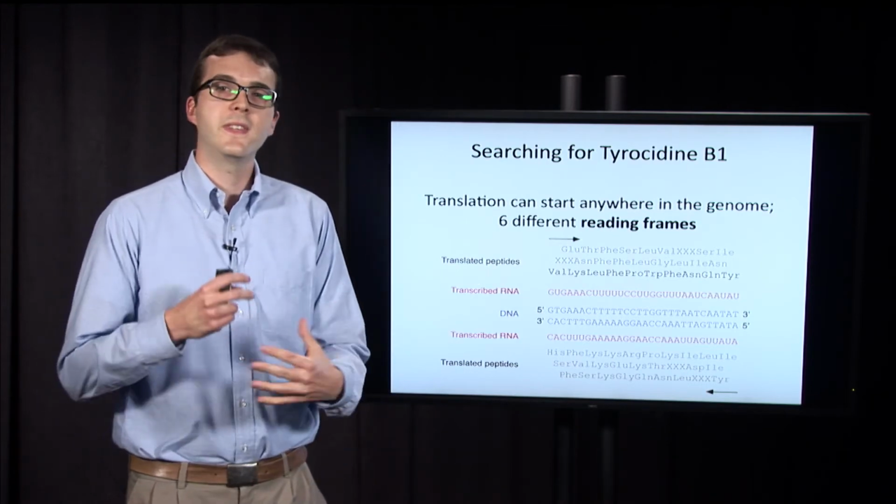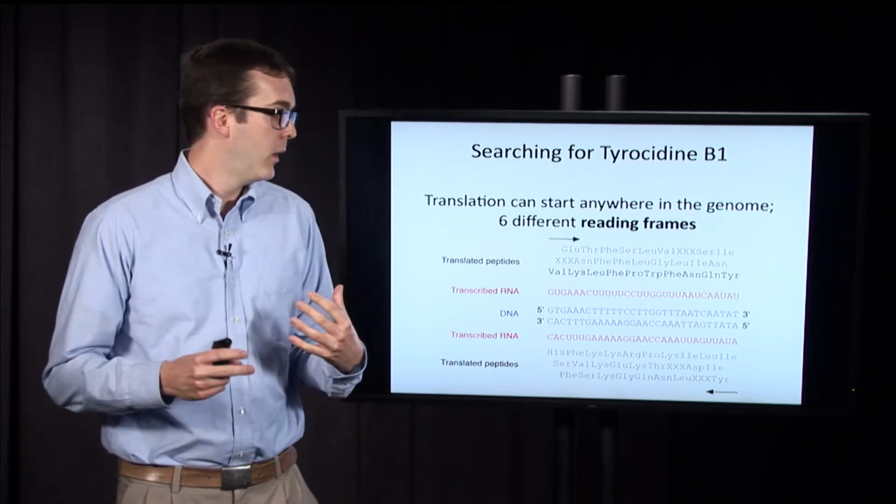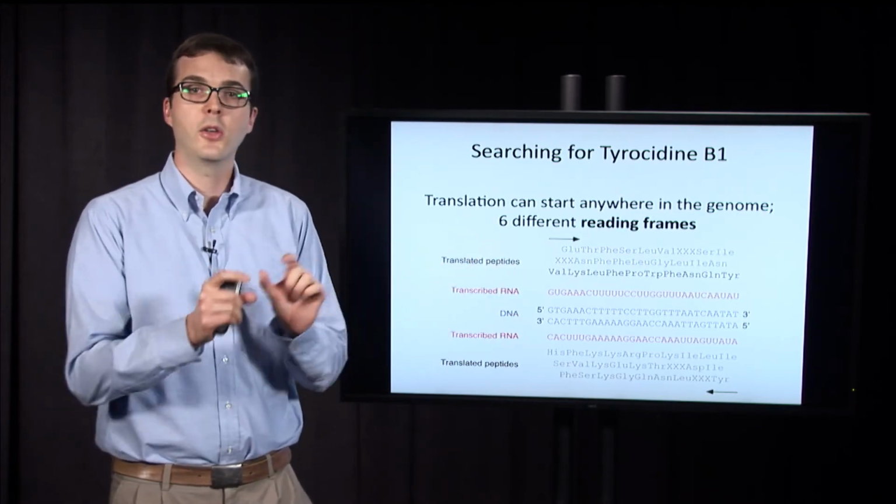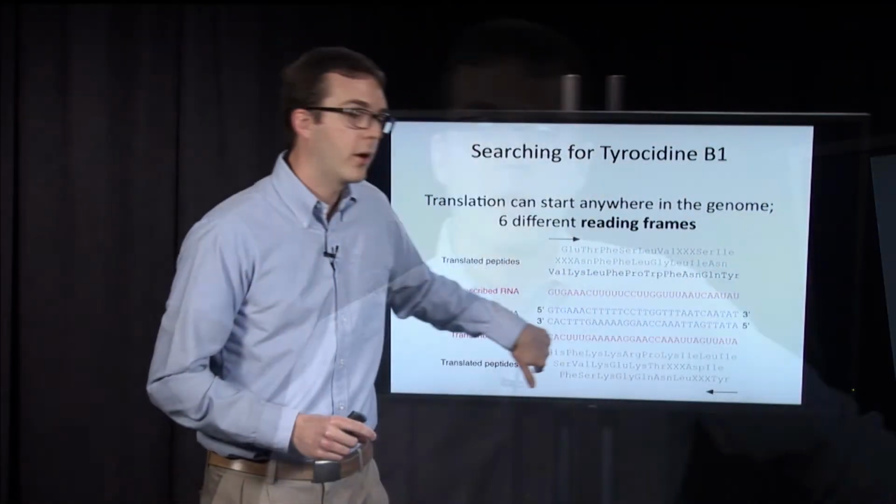So we wind up with 6 of these different reading frames, or ways of reading off the same molecule of DNA: 3 from this strand running this direction, and 3 from the reverse complementary strand running in the opposite direction.